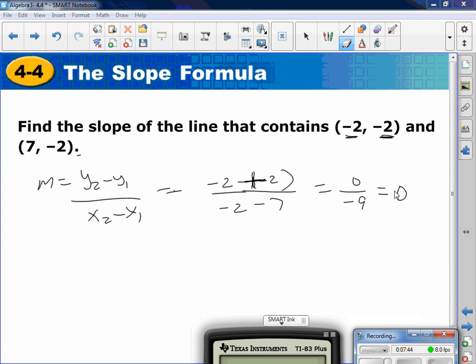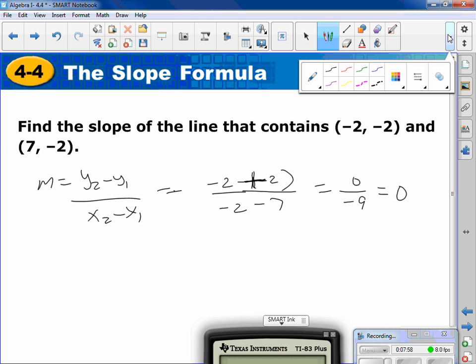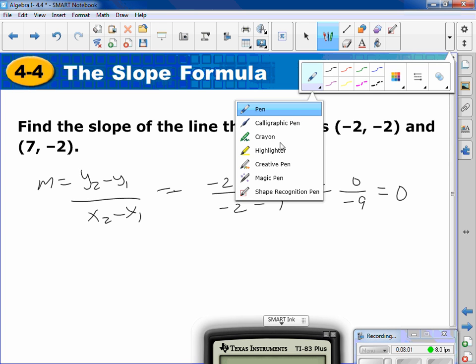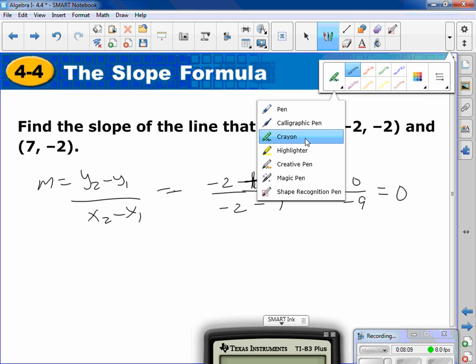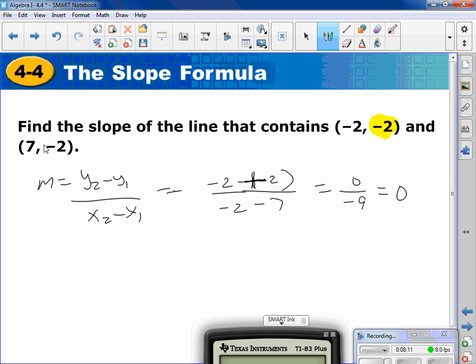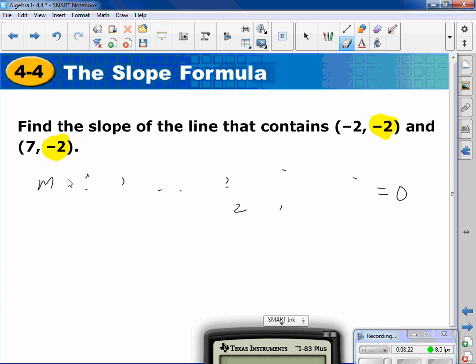There is a shortcut method to actually know that the answer is 0. Which ones have to be the same? The top values are my what values? If my y values are identical, I don't need this work. I just know automatically my slope is equal to 0.